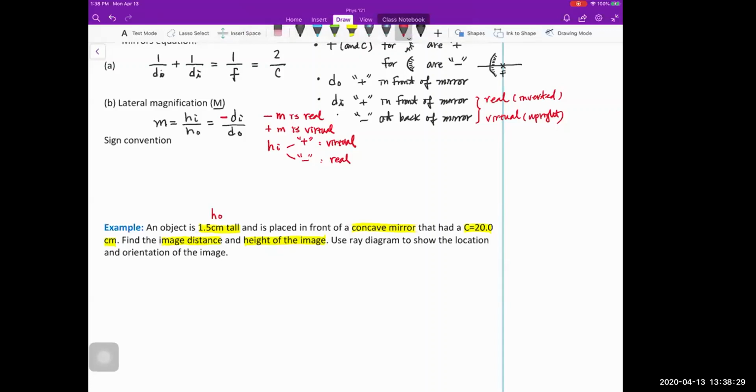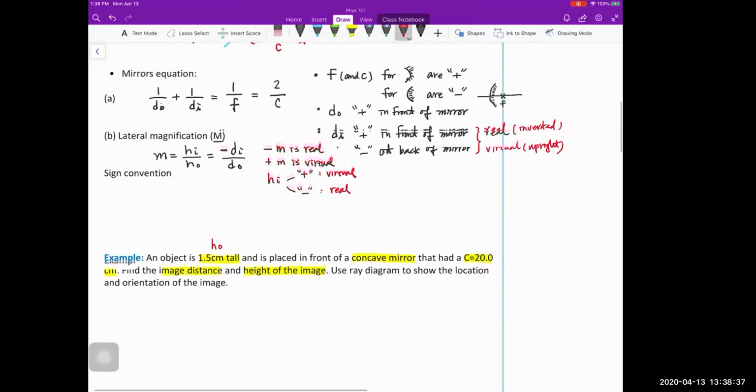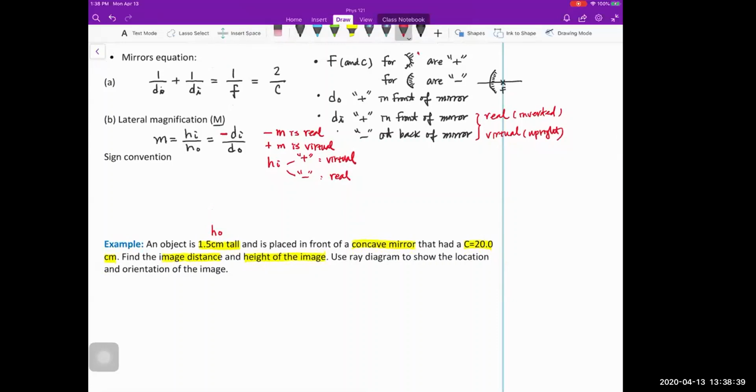And the concave mirror, okay, so you also got a C equal to 20 centimeter. And we just said, if you have a concave mirror, which is this one, the value should be positive. So this is a C, which is positive. We want to find this one here, DI. And we want to find out what is the height of the image, which is the H of I.